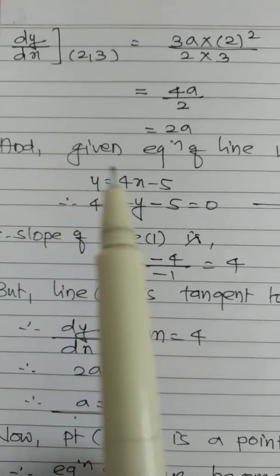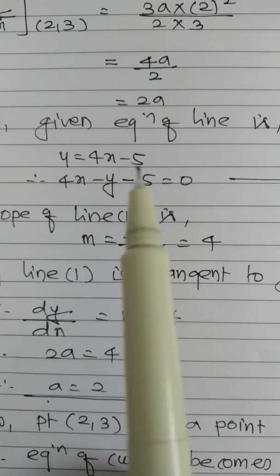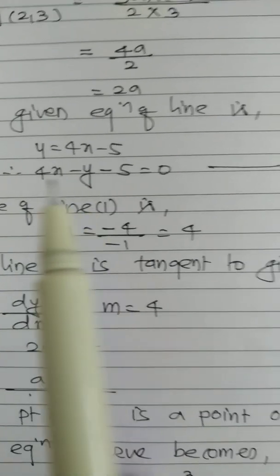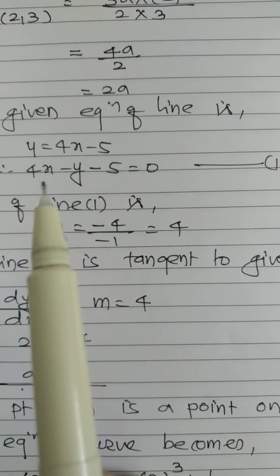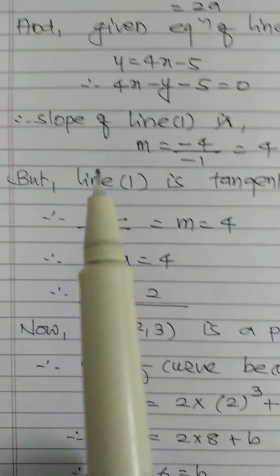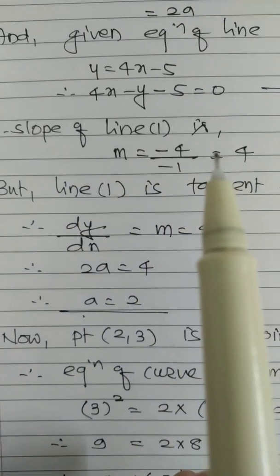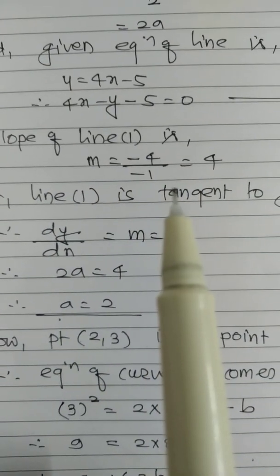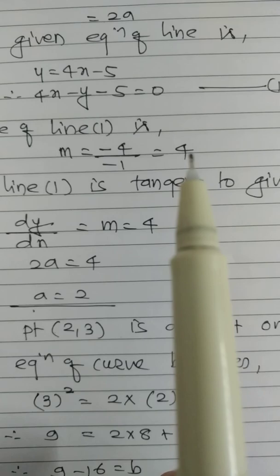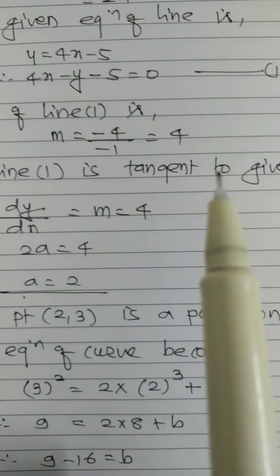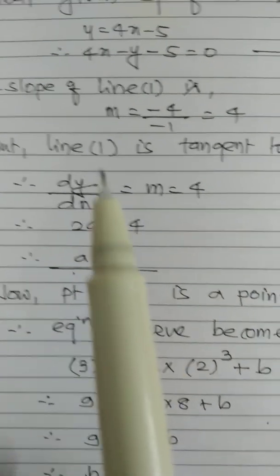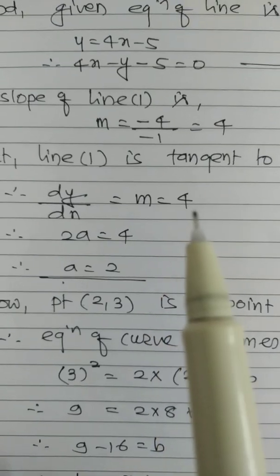Now again, consider the given equation of the line, y equals 4x - 5. Transfer that y to the right hand side, it becomes -y. So the equation becomes 4x - y - 5 equals 0. Again, we can calculate the slope of that line first. So m equals minus coefficient of x upon coefficient of y. You know the formula. So minus minus plus, it becomes 4. But now the line is tangent to the given curve. Tangent means the slope is the same. So dy/dx is nothing but m and it equals 4.